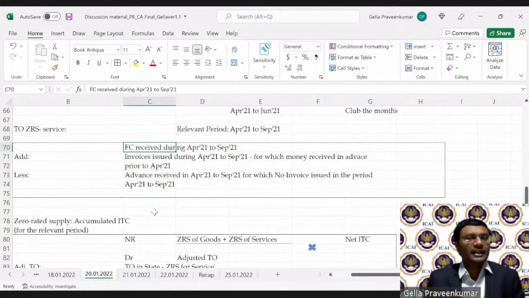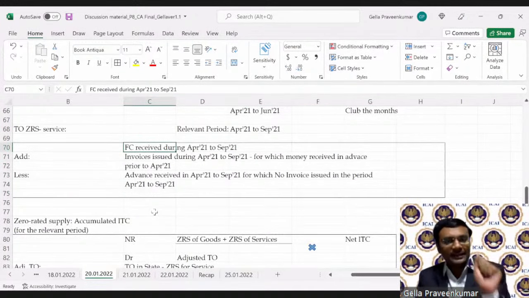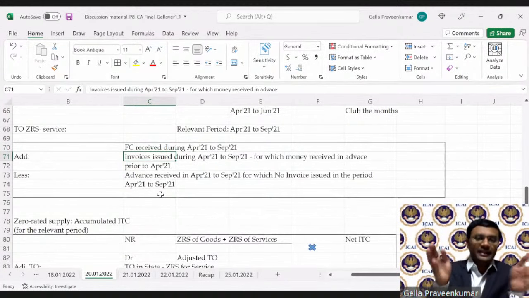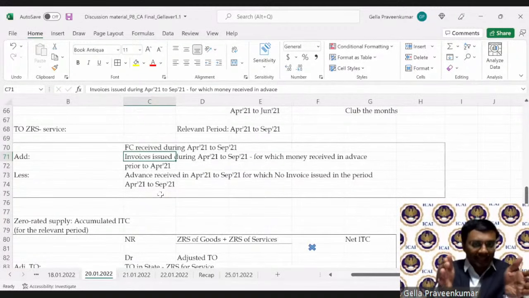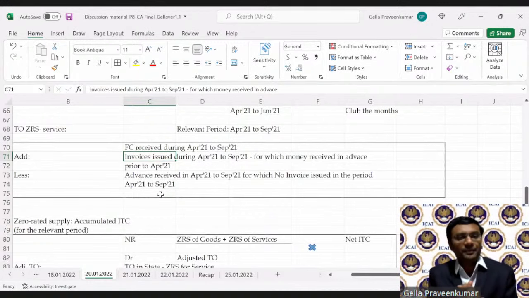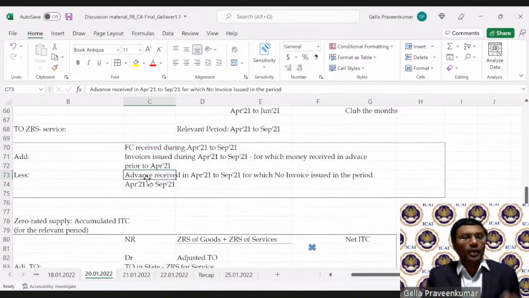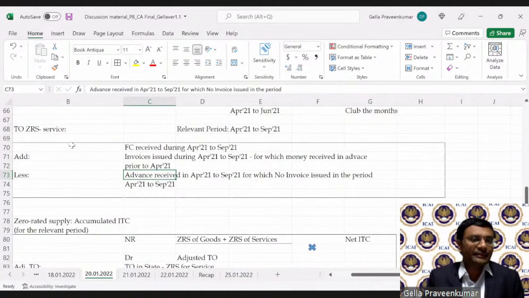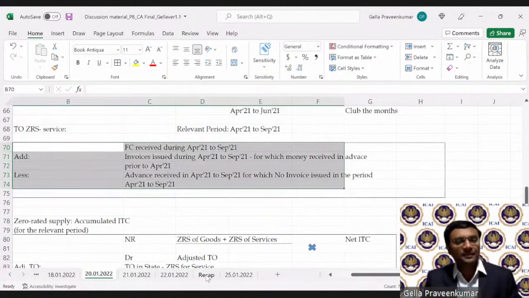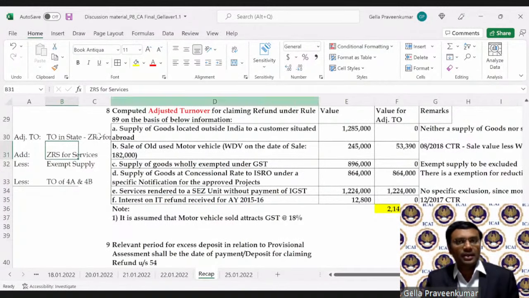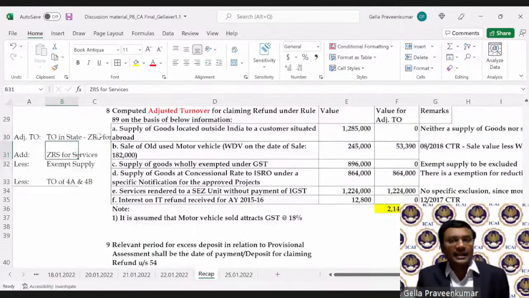What we do is, foreign currency received during the relevant period, April to September. To that, I add invoices raised during this relevant period, April to September, for which money was received in advance prior to April. And to that, I deduct whatever money was received in April to September for which no invoice was raised at all. So this is the value I'll add back, Namita. That is how I exclude one and add back something else. Hope this point of content explanation is clear, Namita. Next.